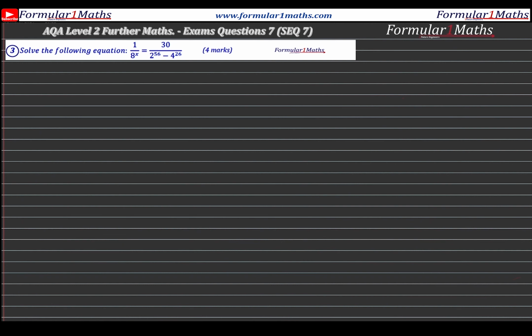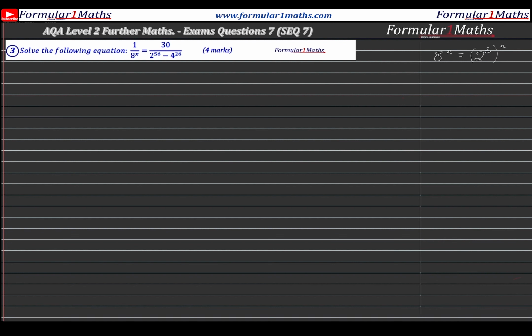Question 3. Solve the following equation. 1/8 to the power x is equal to 30 divided by 2 to the power 56 minus 4 to the power 26. I'll start by rewriting 8 to the power x as a power of 2 and 4 to the power 26 as a power of 2. And so 8 to the power x is the same as 2 to the power 3, which is 8, all of that to the power x.